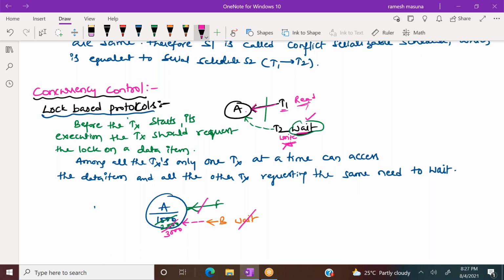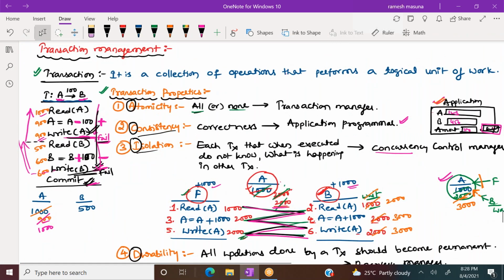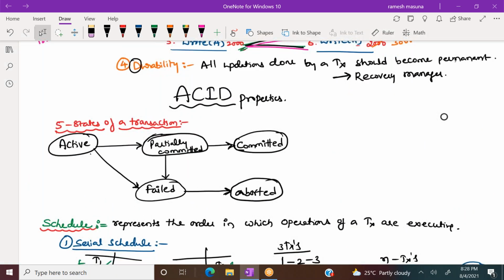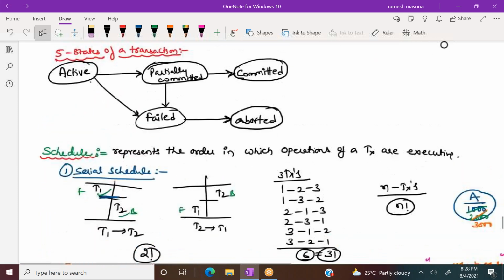Okay, that's about transaction management and concurrency control. Here I explained what is the meaning of a transaction in a database system, what are the properties of a transaction, what is the meaning of each property, who is responsible in a database system to ensure each property, and what are the states of a transaction. Let me quickly review what we discussed today. I discussed what a transaction is, the ACID properties, the acronym of ACID and their meaning, and who is responsible for it.